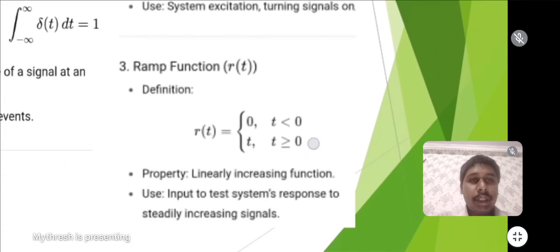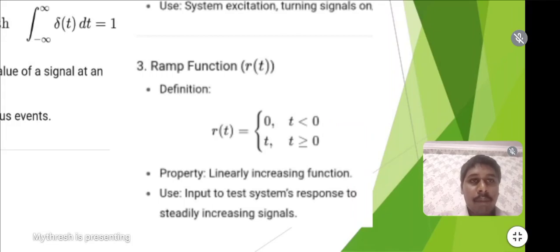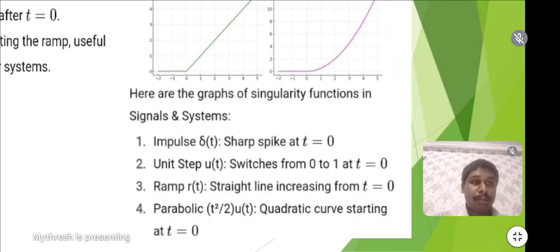So let us see the next one, that is the ramp function. The ramp function is denoted as r of t and defined as 0 for t less than 0, and t for t greater than or equal to 0. The property is that it is a linearly increasing function. It is used as the input to test how a system responds to a steady increase.